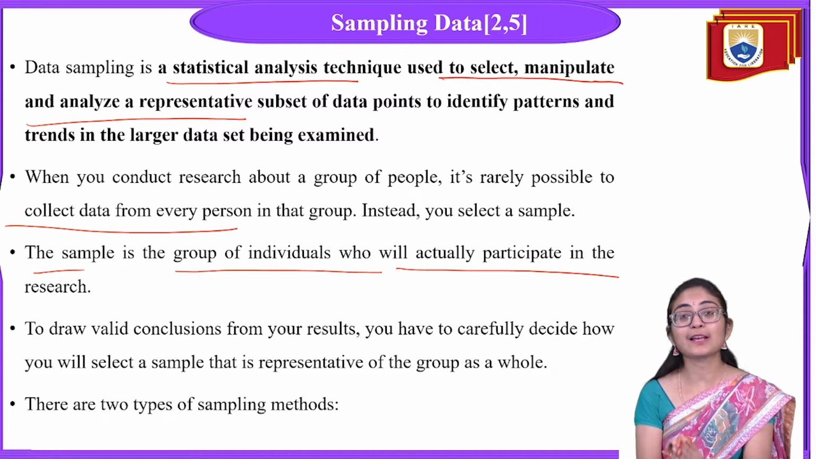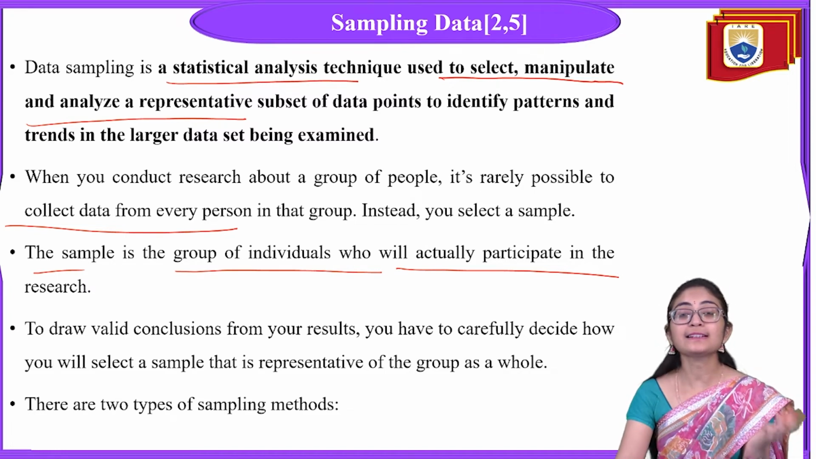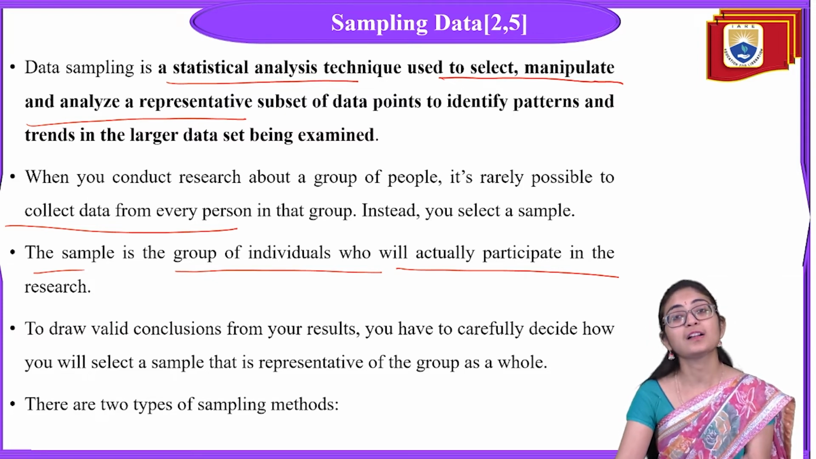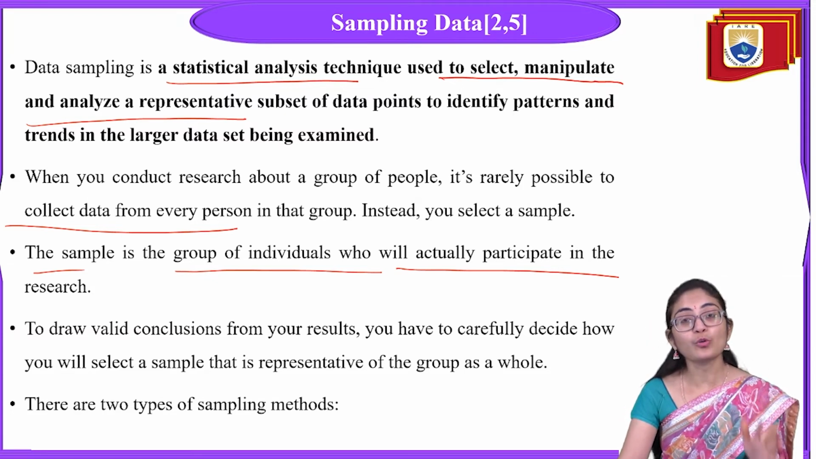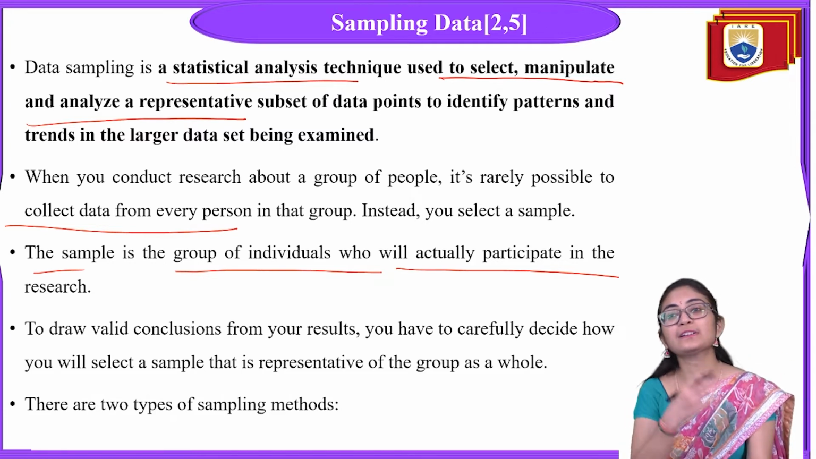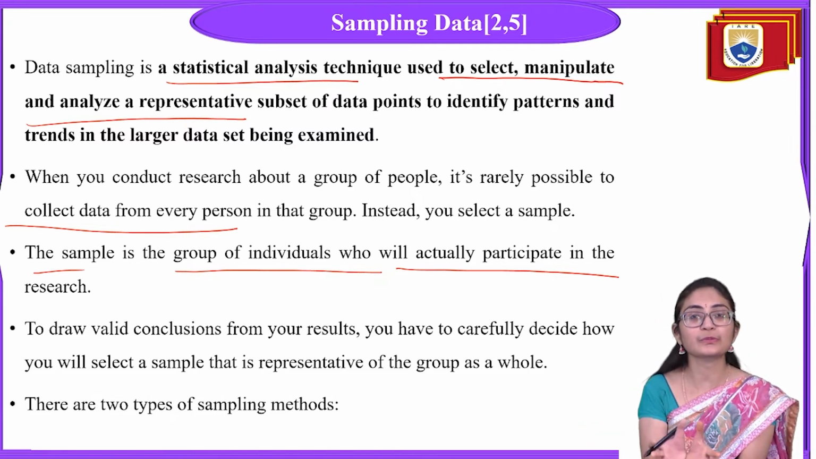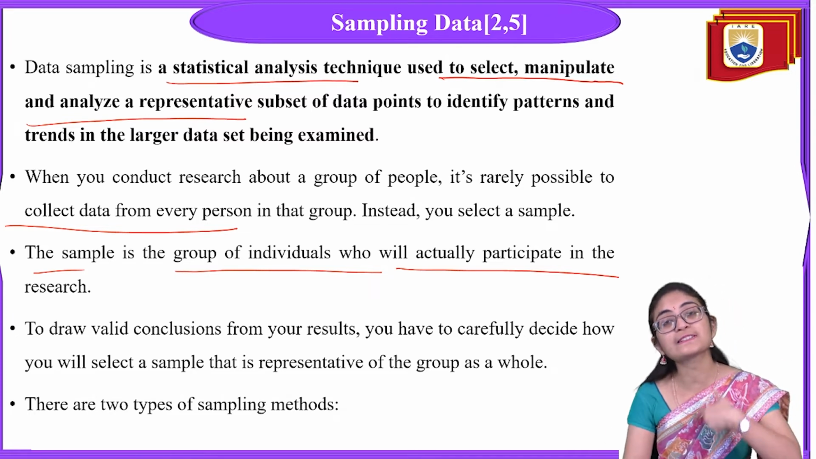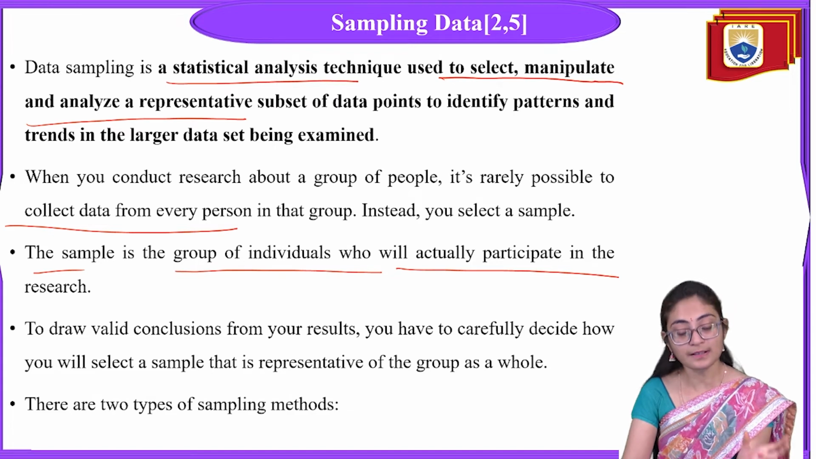Just take the example of a class. In the class, there are 60 students, and those 60 students are the population. But only 5 students are performing a task. That means it is a sample. 5 students is a sample. So 60 students are the population and 5 students are the sample.